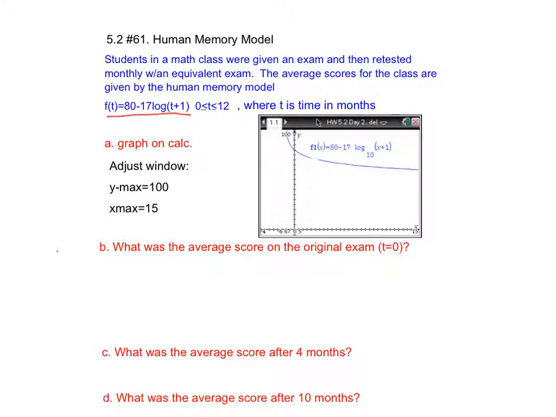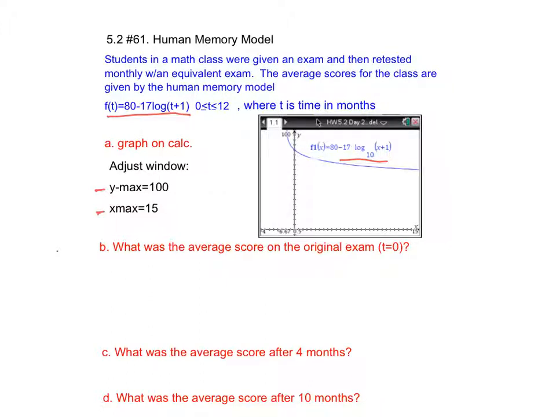So you'll enter a calculator page, in f1 of x put the function, and then you'll have to adjust the window so that you can see the graph. I wrote down here the window that I use. I set y max to be 100 and x max to be 15. Y minimum, you can put whatever you want. I would put a small negative number so that you can see the x-axis. And x minimum, I would put a small negative number so you're able to see the y-axis. And I'm showing the graph here.